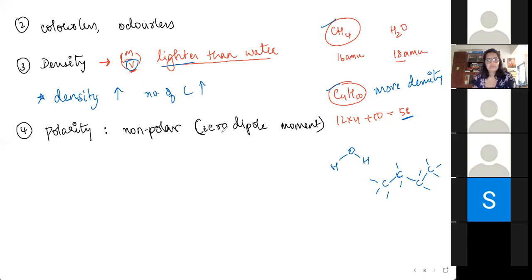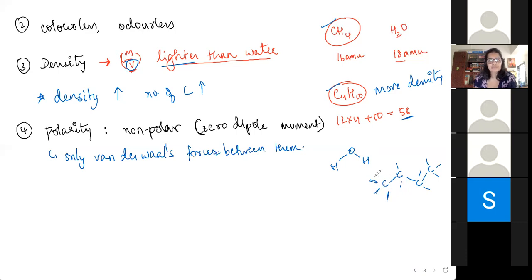So polarity, they're all non-polar, they have zero dipole moment. So the only forces they have between them are van der Waals forces, which again ties in with your boiling point and melting point. In general, they have low boiling and melting points. Rishit is saying, since it's between carbon, there is no polarity, right? That is partly correct. Yes, between carbon, there is no polarity.